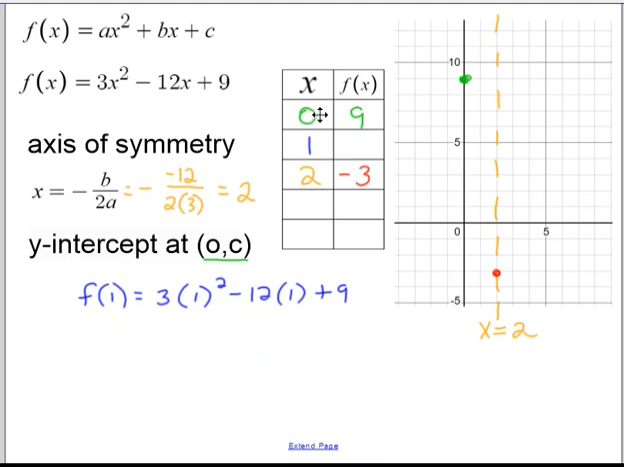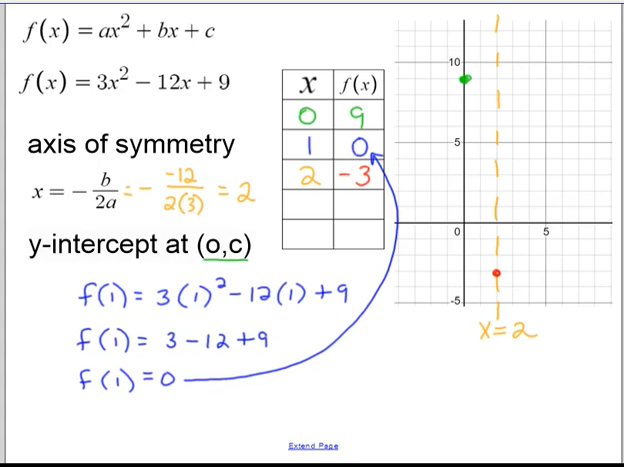And then maybe I want to go between 0 and 2 and do f of x equals 1 as another point to help me graph my parabola. So I'm going to do f of 1 equals 3 times 1 squared minus 12 times 1 plus 9. And when we simplify that using PEMDAS, we get that f of 1 is 0.